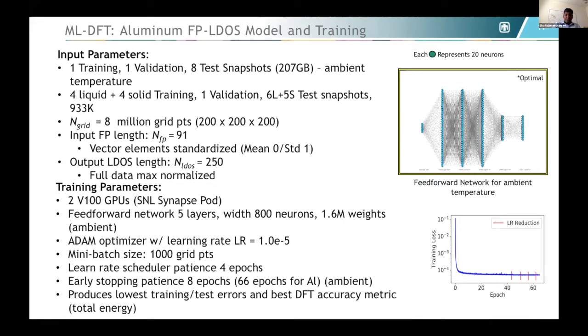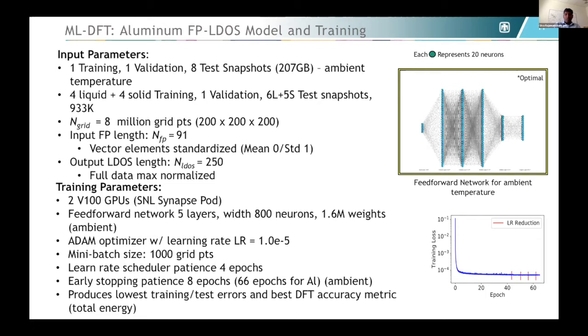What we do is we have 10 snapshots of aluminum. We use one snapshot for training, one for validation, and eight for testing. And each snapshot is roughly 20 gigabytes. And this is for ambient temperature. So it's quite expensive in terms of the data set sizes and in terms of training time.